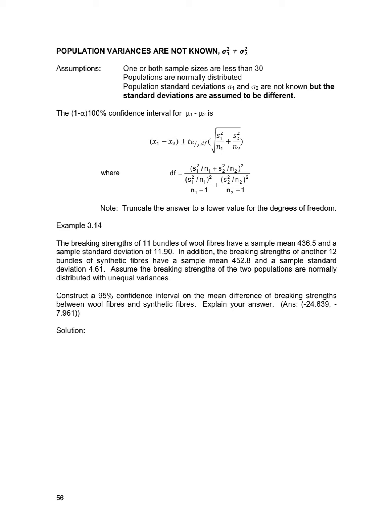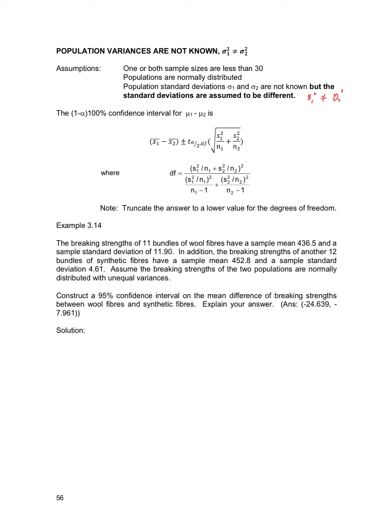Before that, let's see what the assumptions are for case number 3. One or both sample sizes are less than 30. The populations are normally distributed. The population standard deviations sigma 1 and sigma 2 are not known, but the standard deviations are assumed to be different, so the variances are not equal. So case number 1 and number 2 we use Z, and case number 3 and number 4 we are going to use t.